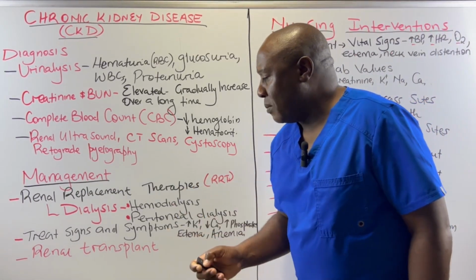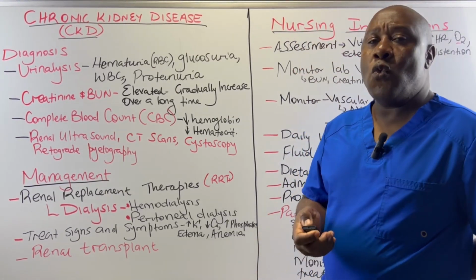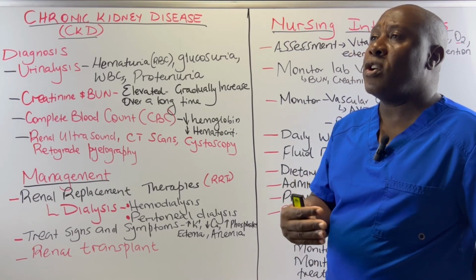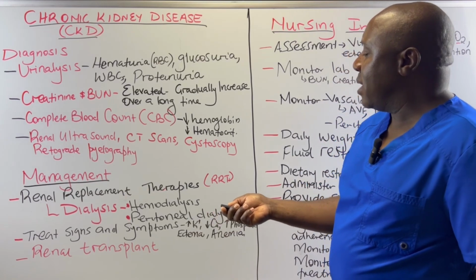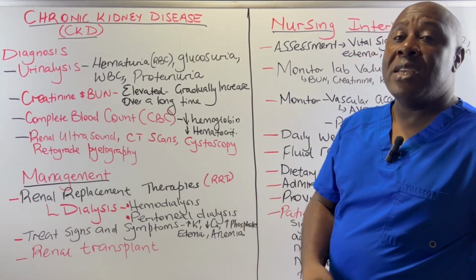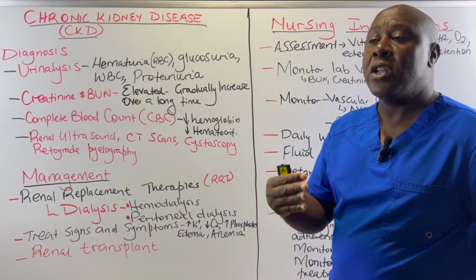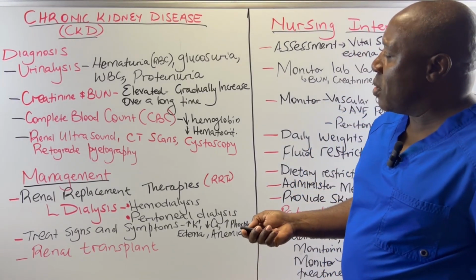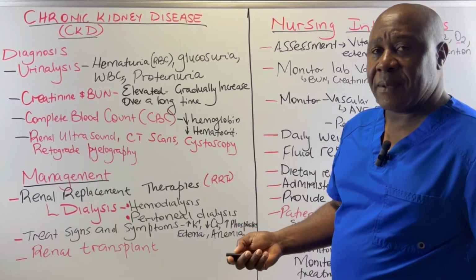When it comes to management, we have a number of ways in which we manage CKD. And one of the most commonly used ways to manage chronic kidney disease is what we refer to as renal replacement therapies. Just from the word renal replacement, these are methods which are used to replace or to replicate the kidney function. Now, the most common way of renal replacement therapy is dialysis.